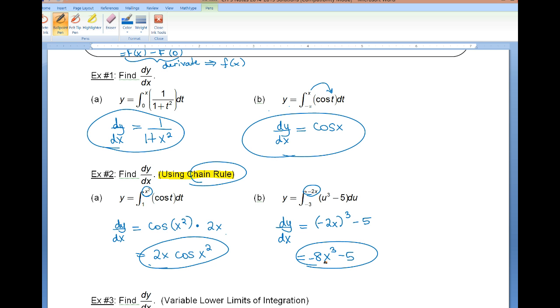So you need to know the fundamental theorem of calculus. Why do you not multiply that all by negative 2? Thank you. I forgot.